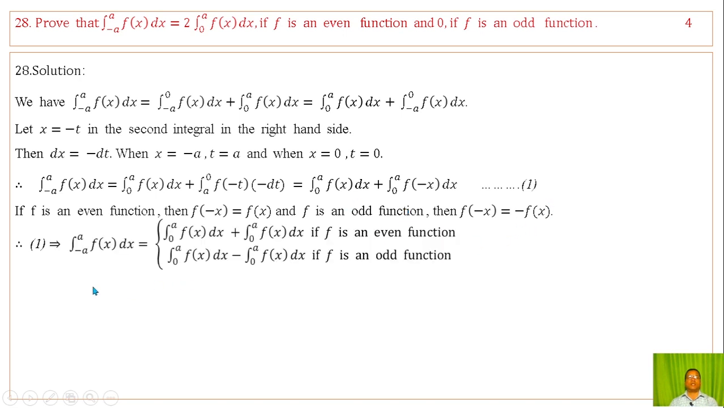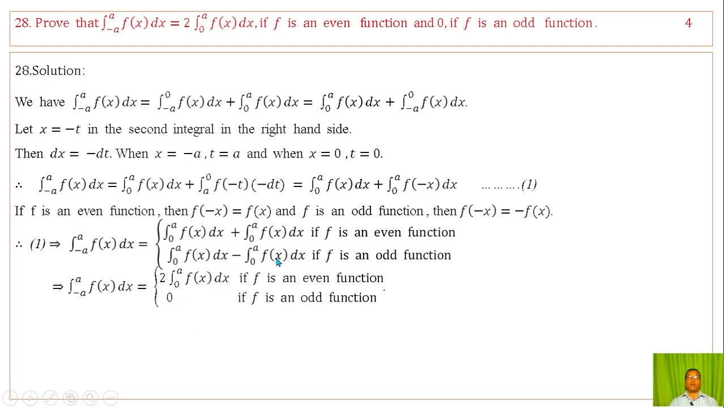In equation 1, if f is an even function, then f of minus x equals f of x. If f is an odd function, then f of minus x equals minus f of x, and this becomes this. The two integrals have the same magnitude but opposite sign, so the result is zero. Hence proved.